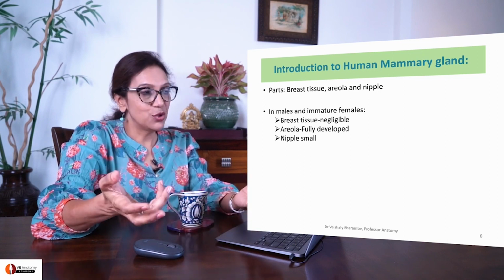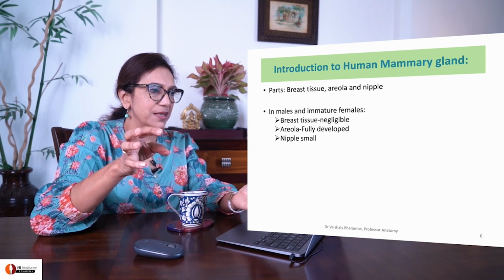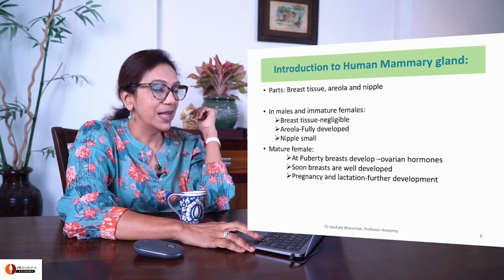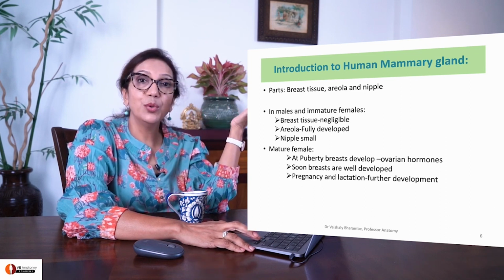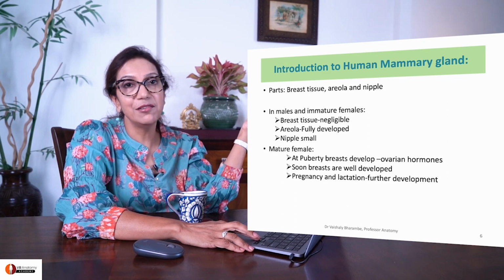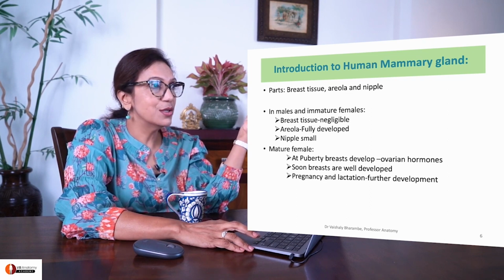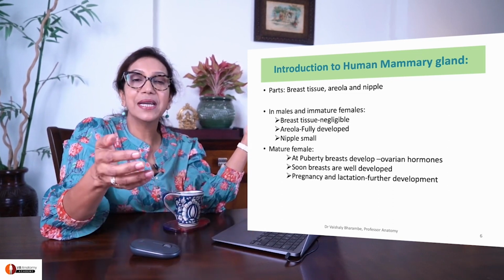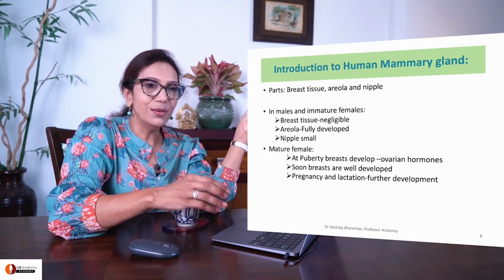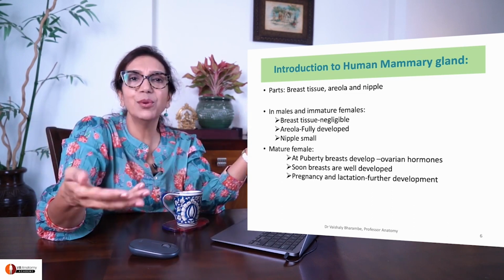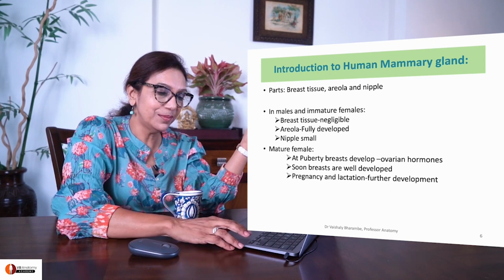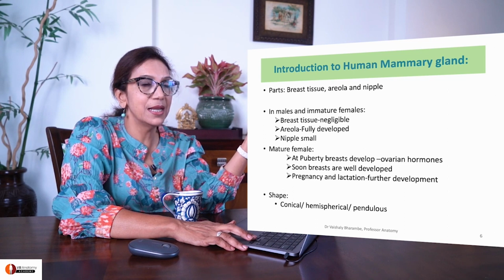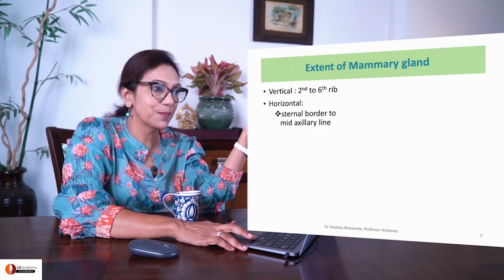In the males and in immature females, the breast tissue is negligible, the areola is fully developed, and the nipple is small. In a mature female, with time, puberty, the breasts will develop under the effect of ovarian hormones. Soon the breasts are well developed. In pregnancy and lactation, the breast development gets completed. Okay, so this is in short. I didn't give you anything that you didn't already know. But okay, so what is the shape of mammary gland? It could be conical, hemispherical, it can be pendulous.